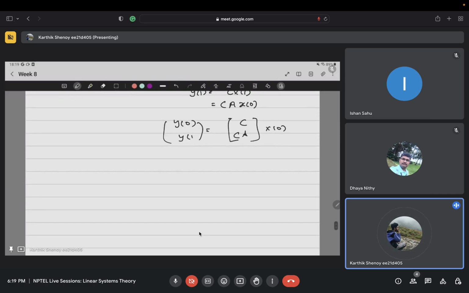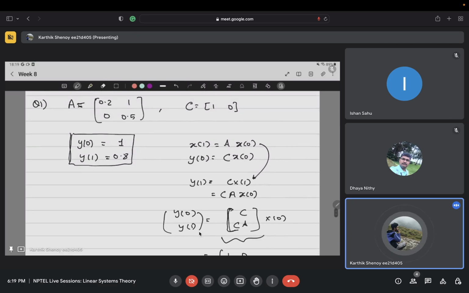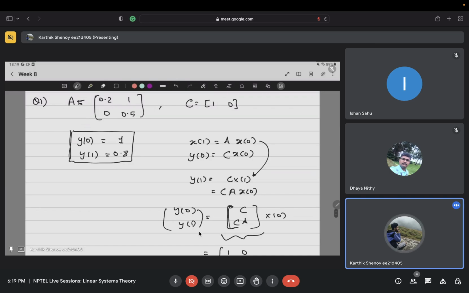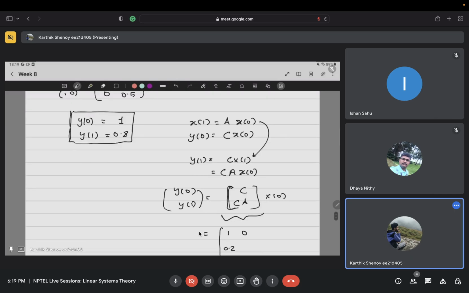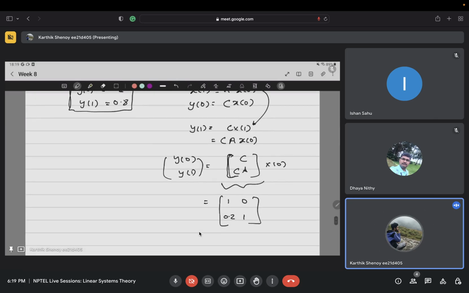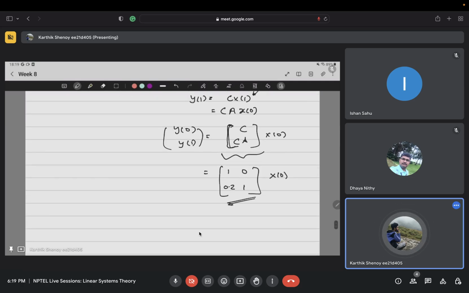This is nothing but C, C A times x of 0. So now you know why this matrix must have full rank. That is because you need to invert this matrix to get x of 0. So what is my C matrix? 1, 0. What is my C times A? If I multiply this, 0.2 and the other one is 1, times x of 0. Now this is invertible.